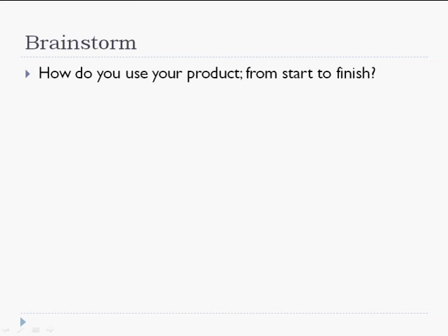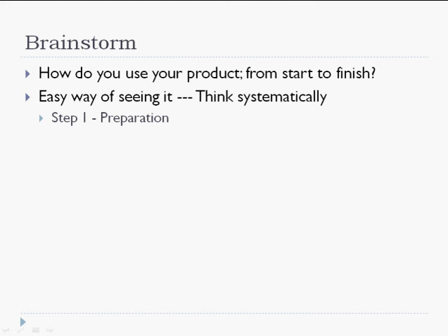Let's do some quick brainstorming, even though it's pretty self-explanatory. So I want you to think, how do you use your product from start to finish? Depending on your product, it can vary. And just like the previous video, the easiest way to think of it is systematically. So step number one, we put in the preparation. So once you put the preparation in, you can kind of see where the gaps fill up. And then step number 2 is using the product.